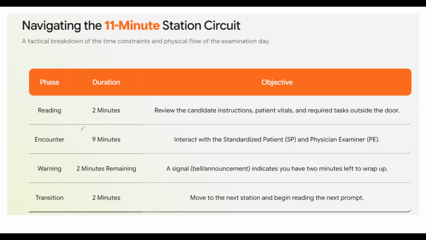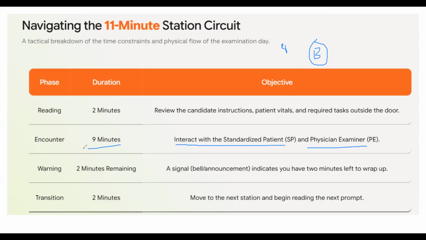Now, in most encounters, when you enter, you get 11 minutes. From the 11 minutes, usually 8 minutes are for the patient and 3 minutes are for the examiner if the examiner has something to add. It says 9 minutes here, but it's wrong. It's 8 minutes. Usually they will give you 8 minutes. In these 8 minutes, you have to take history or interact with the standardized patient and do a physical exam. And in the final 3 minutes, if the examiner has some questions, they're going to ask you questions.